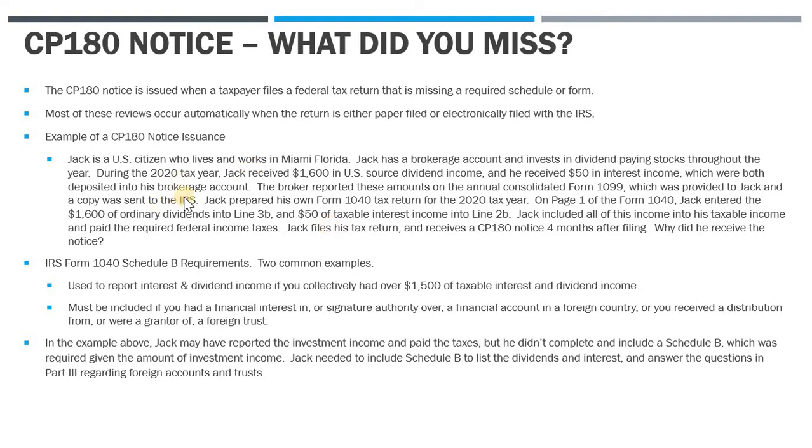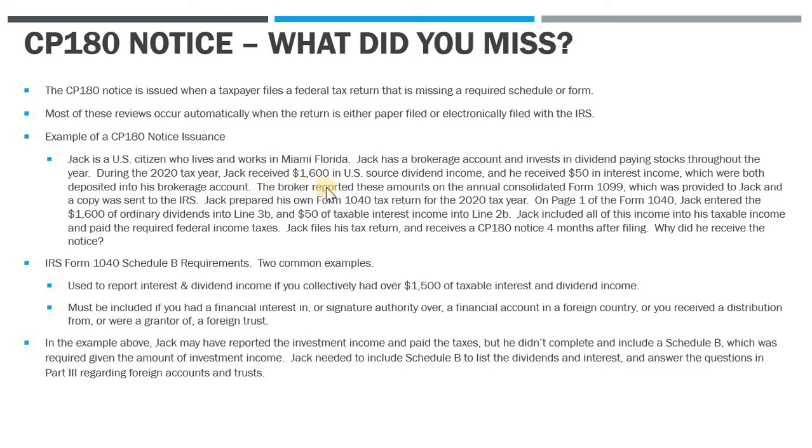We have Jack here. He's a U.S. citizen, and he's living and working in Miami, Florida. Jack decides to open a brokerage account and invest in some dividend-paying stocks. During 2020, after he invested in all these stocks, he received $1,600 in U.S. source dividend income, and then he also got $50 in interest income. Both of these income items were deposited into his brokerage account.